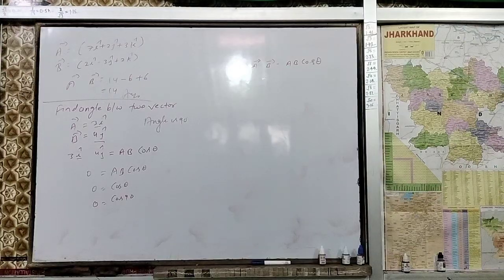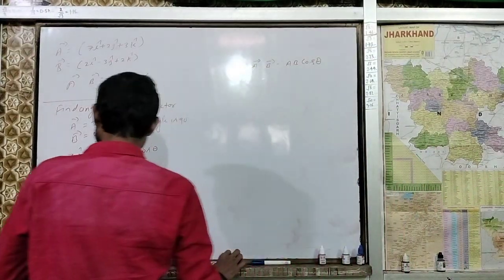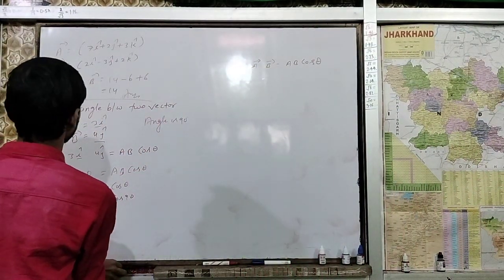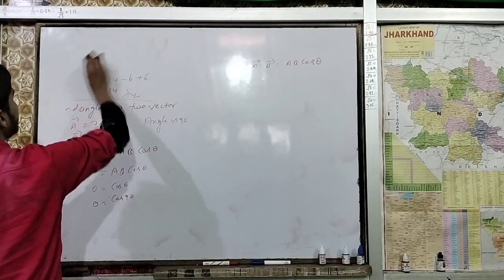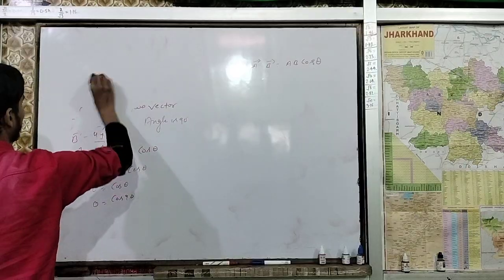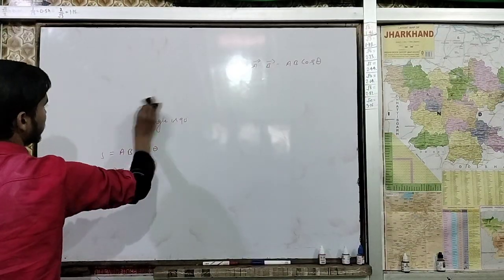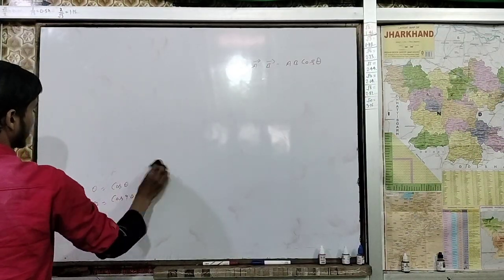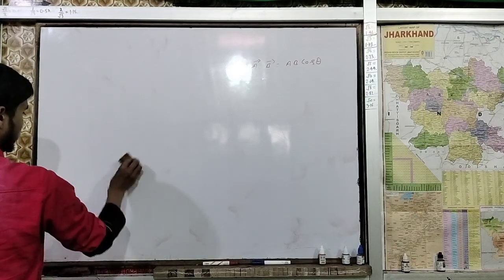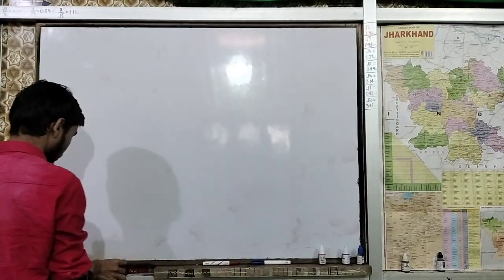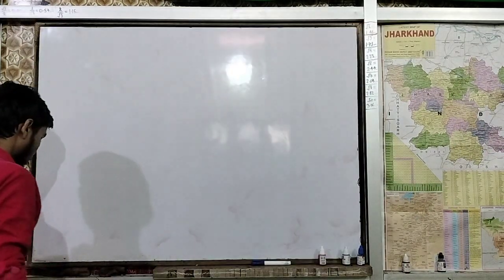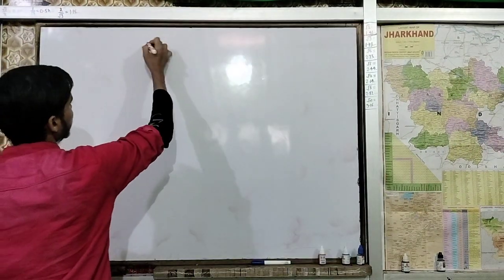Now next is vector product. Till here this is enough about dot product. Vector product.